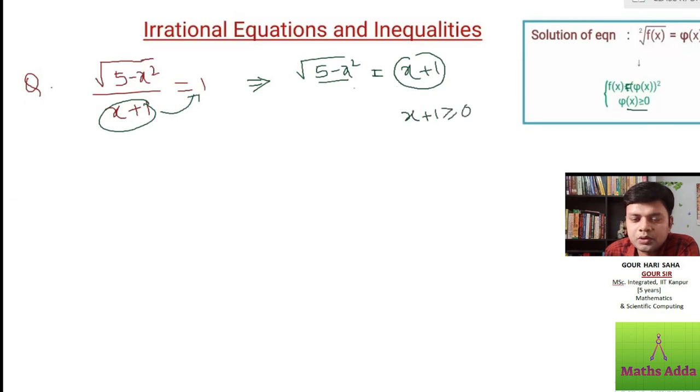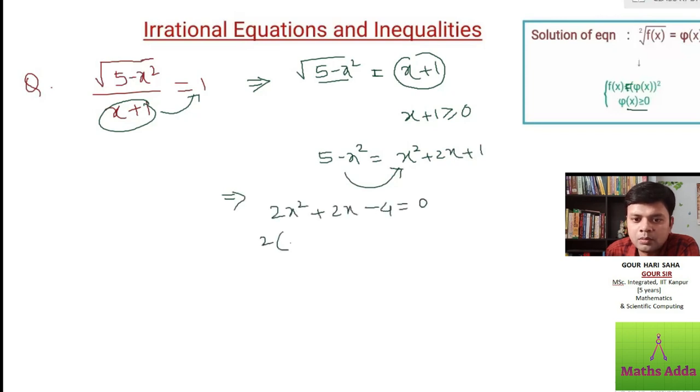And once it is positive, you can square both sides, and then 5 minus x square is equal to x square plus 2x plus 1. You simplify it, bring all the terms to this side, take 2 common, and you can factorize it: x plus 2 into x minus 1 equal to 0. So you get two values of x, that is minus 2 and 1.